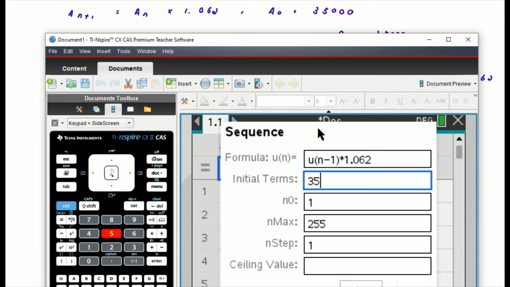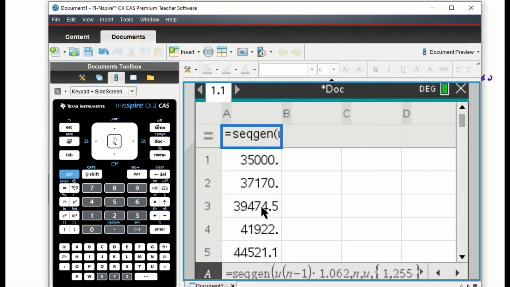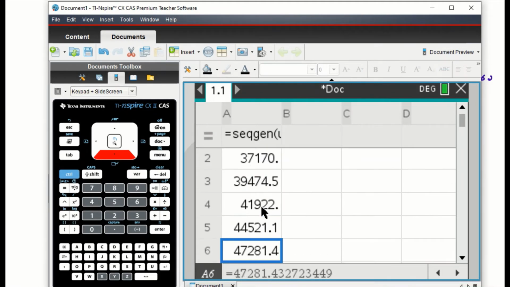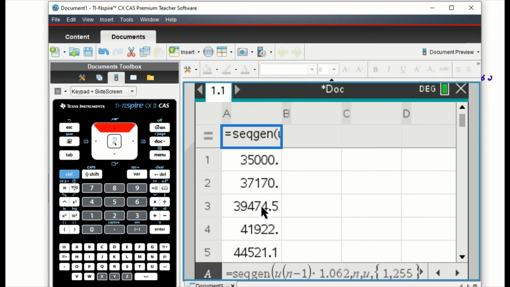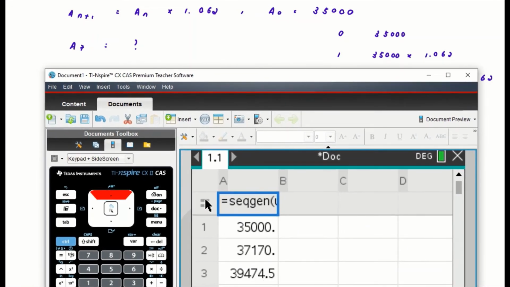So initial term 35000. All right, so at the end, just okay. Then you'll be able to get all these values. So which means that at the end of the first year, you get this value. At the end of the second year, you get this value and so on. So just be mindful of the alphabet that you are having here. Because for this case, we are writing here as A0, right? So which means as you are finding A7, in your calculator, it should be A8.